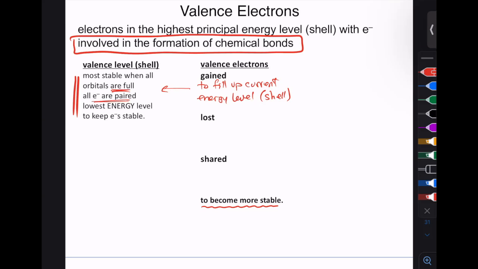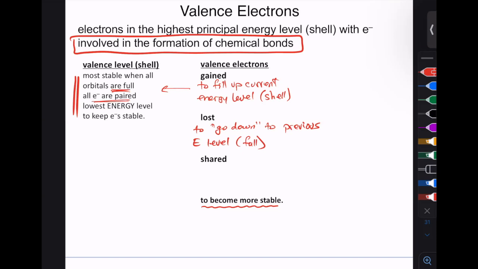For the same reason, electrons would be lost. When they're lost, that allows the atom to, well, for lack of a better word, go down to the previous energy level, which then by definition would be full.